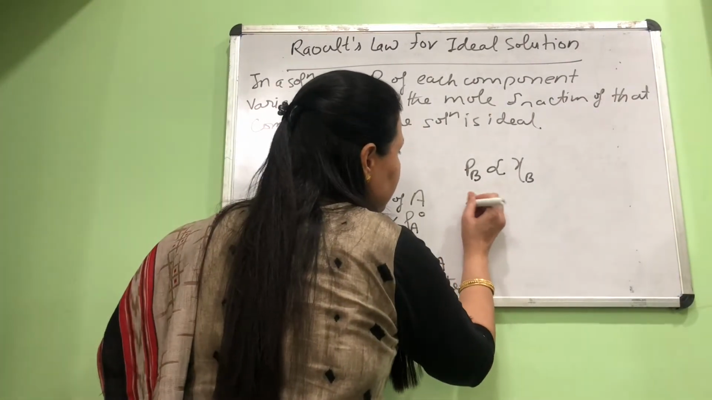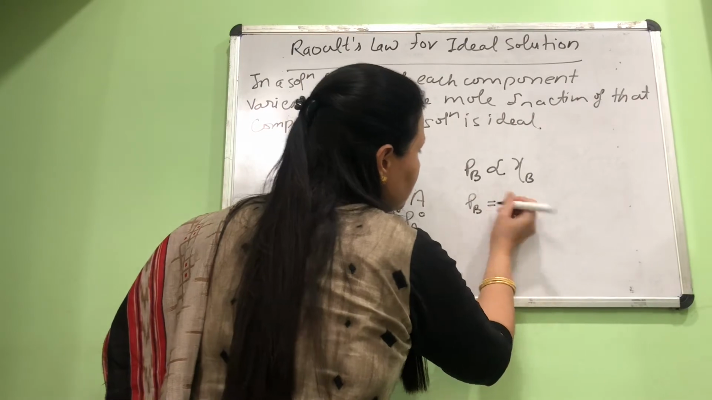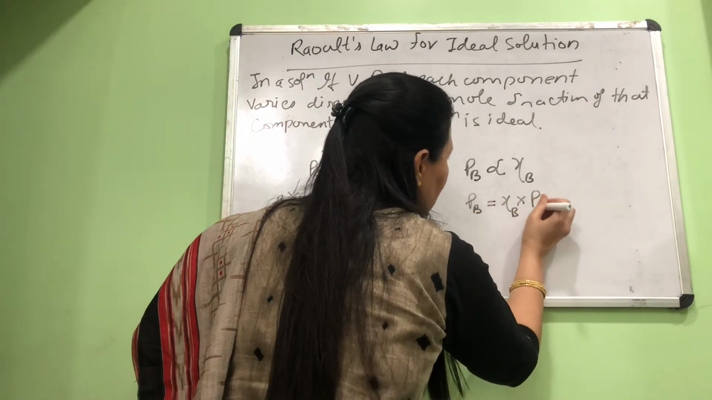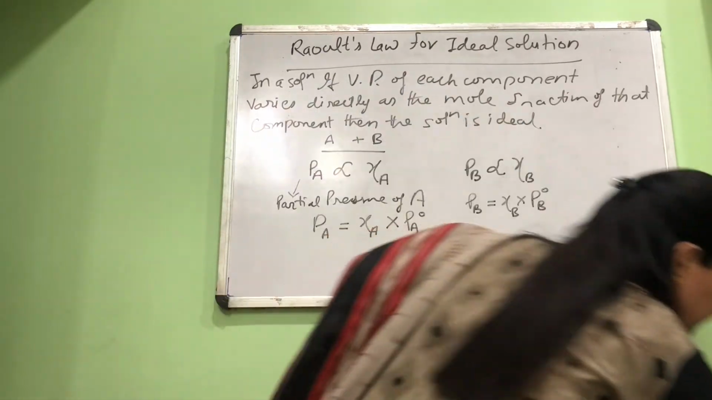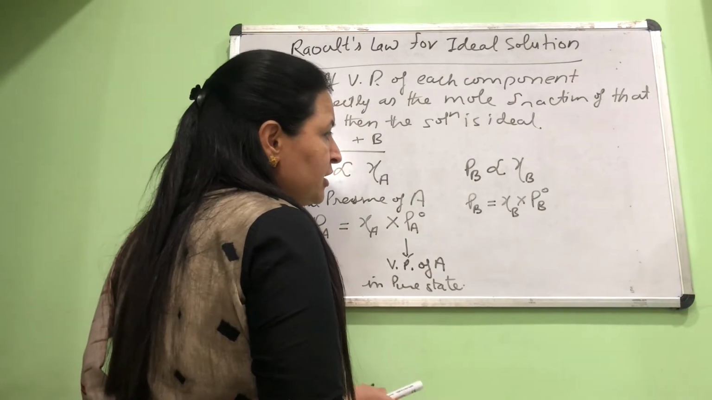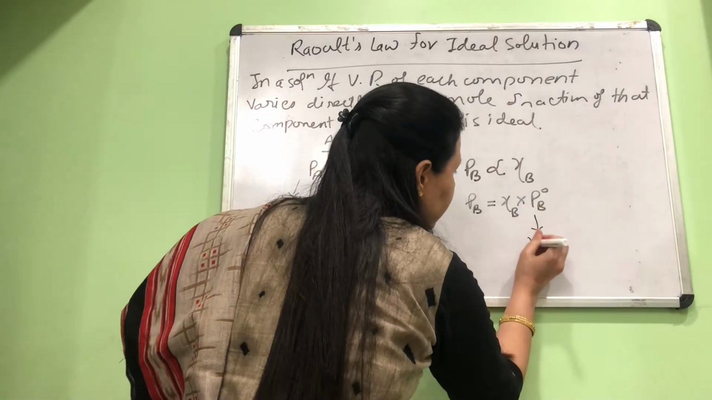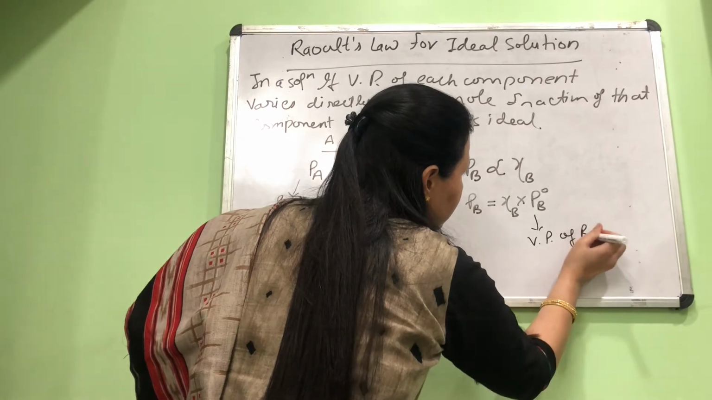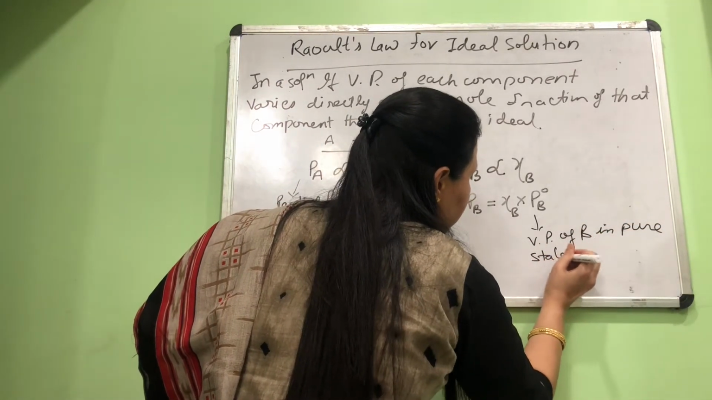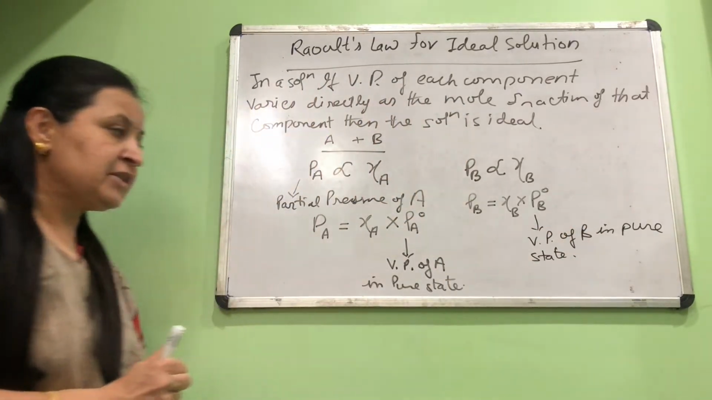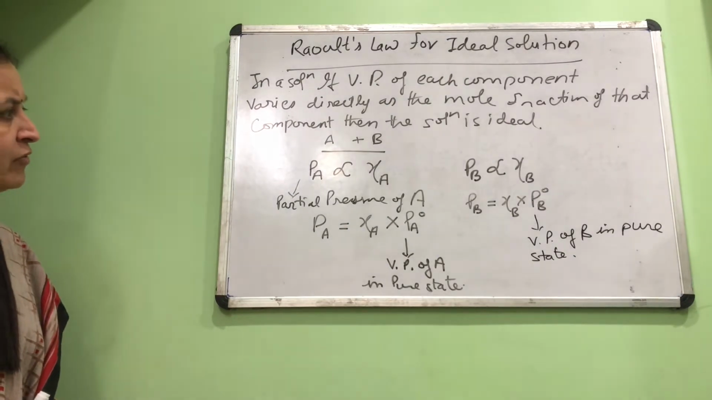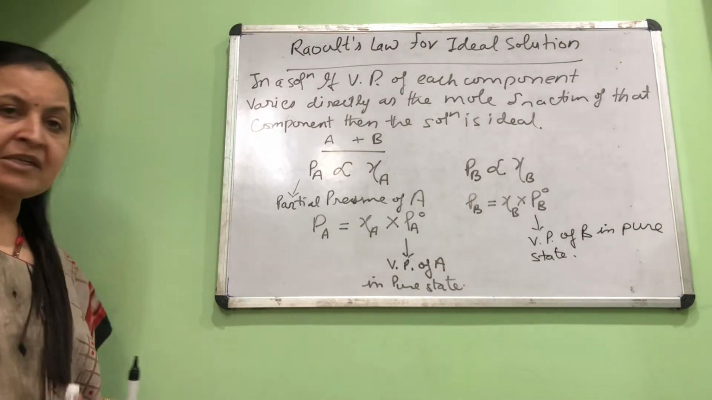Similarly, PB will be equal to chi B into PB naught, where PB naught is the vapor pressure of B in pure state, without any other component, not in a solution, when it is present alone. So as far as the mathematical form of the law is concerned, this much is sufficient.